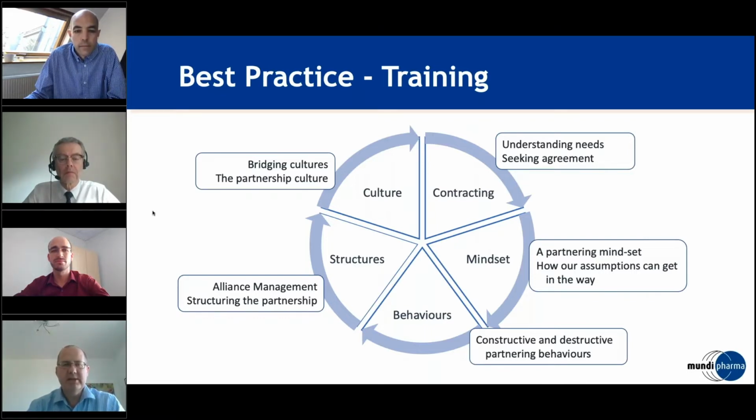We might address how our mindset impacts the way that we work, both with our partner teams and internal teams. We look at those behaviors that are both constructive and destructive to our alliances and to our relationships, and then how alliance management can help us with the governance and structuring of the partnership. Finally, we look at the cultural piece, trying to understand how trust is important to the relationship. We find that this is a critical component to our organization as we seek to develop partnering as the primary way that we will do business.